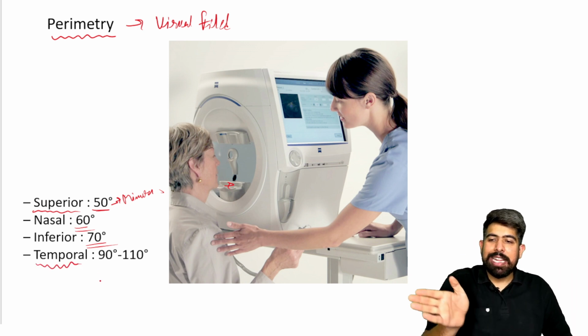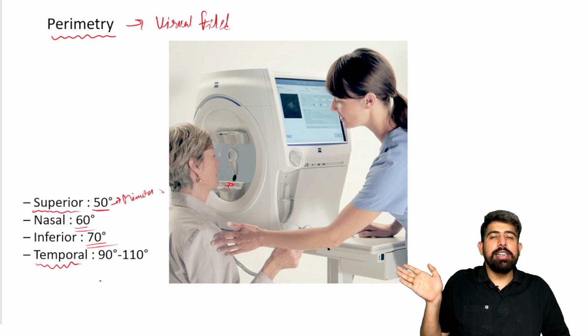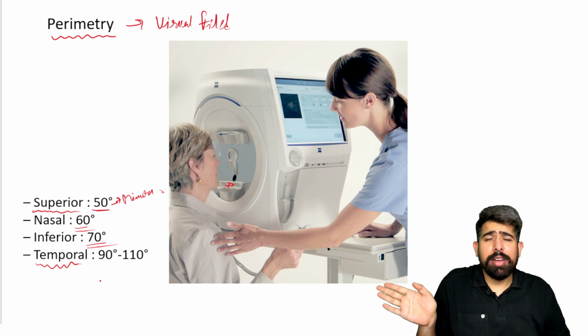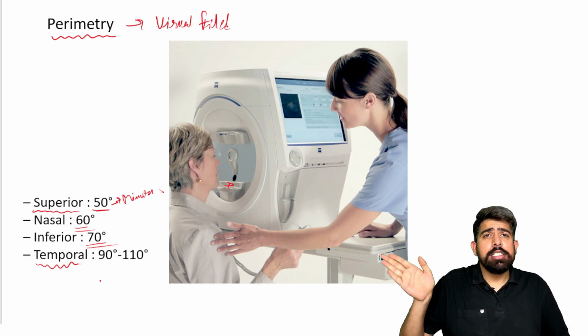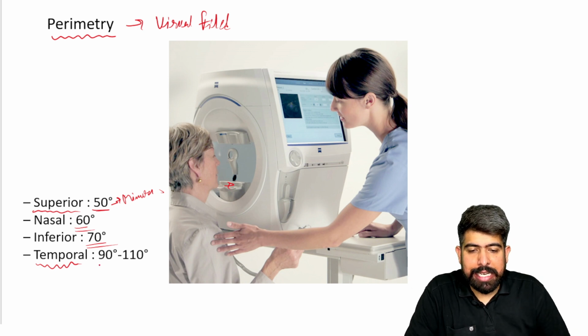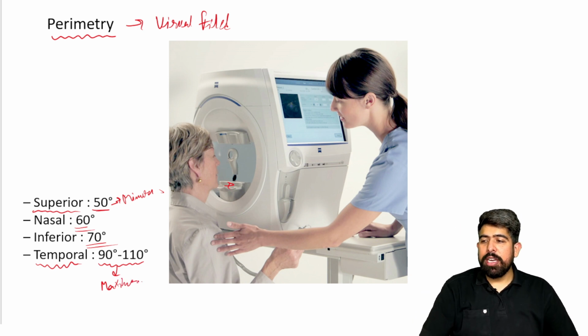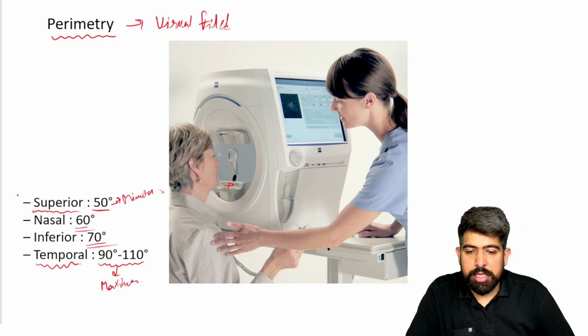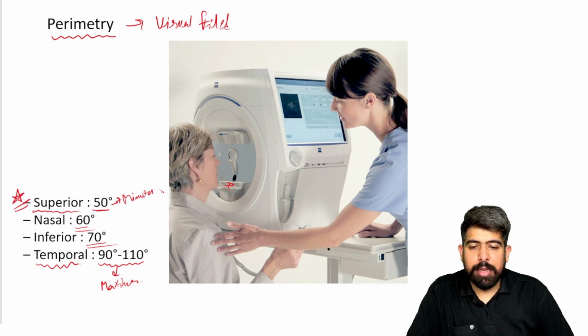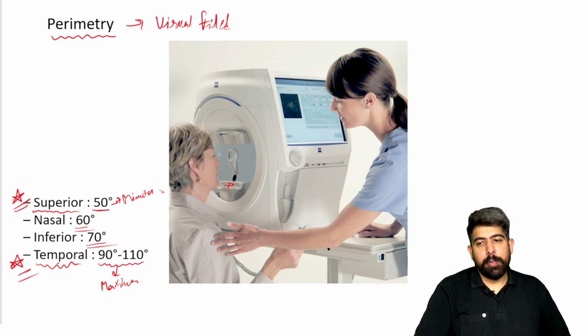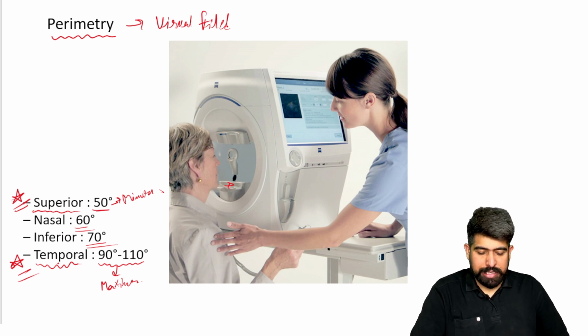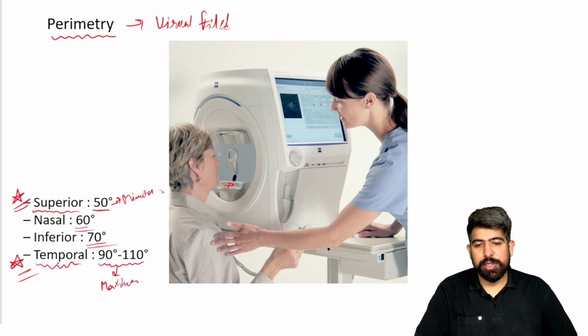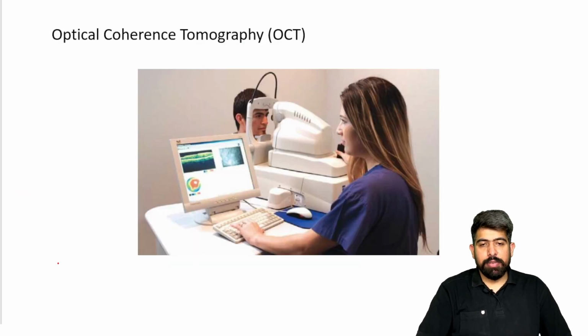On the temporal side, without moving my eyeball and without moving my neck, I can see 90 to 110 degrees, and it is the maximum. The maximum visual field is on your temporal side. So the minimum visual field is on the superior side, 50 degrees, and the maximum is on the temporal side, 90 to 110 degrees. Please remember both of these important points. So this is about your perimetry reports. We are getting the visual field.